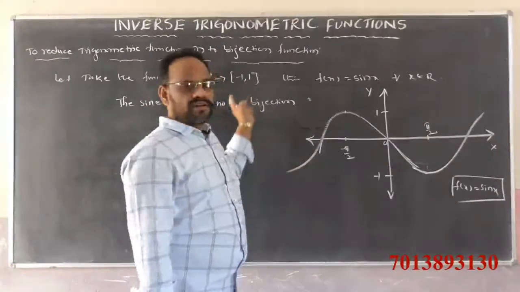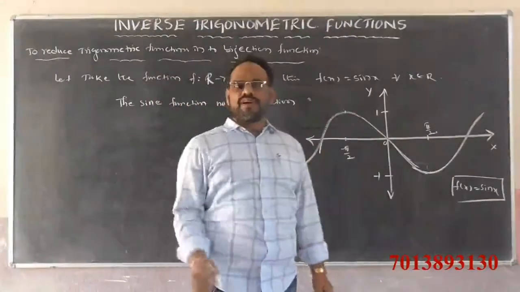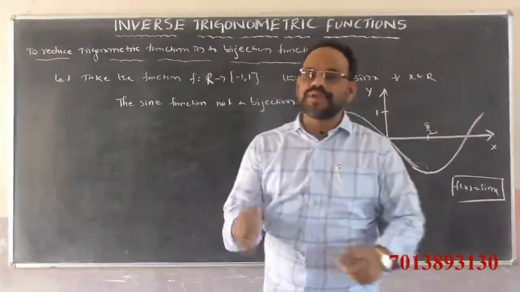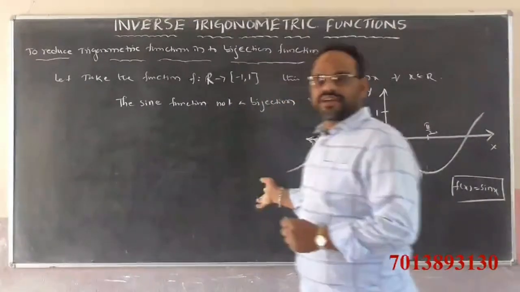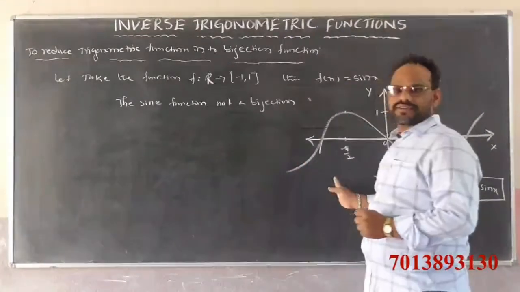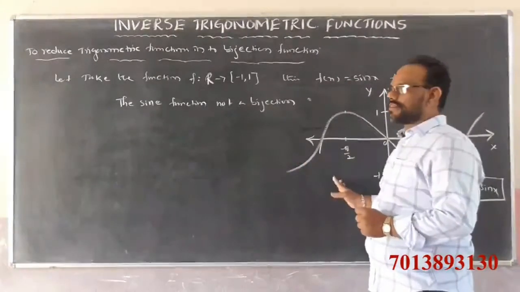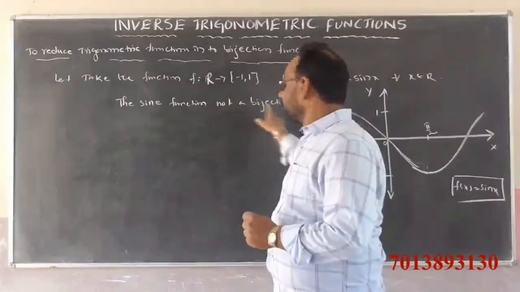The values of the sin function will be repeated after the period 2π. Already we know that the sin function is a periodic function. The period of the sin function is 2π. So the values are repeated. So clearly this is not a one-one function. So it is an onto function, but it does not satisfy the bijective function.